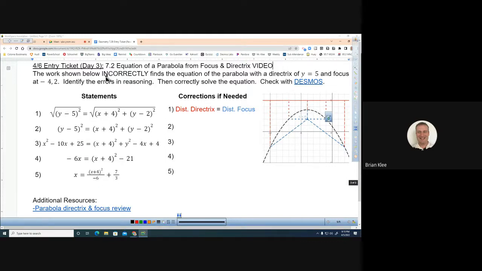In this particular entry ticket, we're looking at some of the work below that is done incorrectly to try to find the equation of the parabola with the directrix of y equals 5 and a focus of -4, 2. Identify the errors in the reasoning, then correctly solve the equation. So right now, take a second and maybe pause the video, see if you can identify some of the mistakes here in the reasoning.